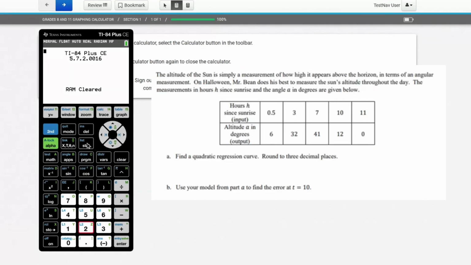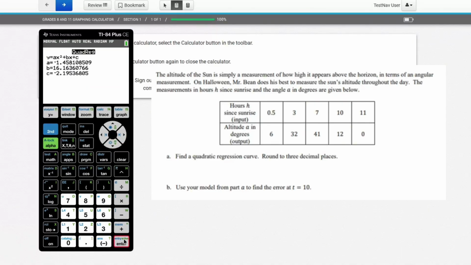All right, we're doing quadratic regression, so stat edit. Let's put our h values in L1: 0.5, enter, 3, enter, 7, enter, 10, enter, 11, enter. And then we have 6, enter, 32, enter, 41, 12, 0. Okay, so let's go to stat, calc, quadratic regression is 5. Let's go to store reg EQ, hit vars, y-vars, enter, enter.